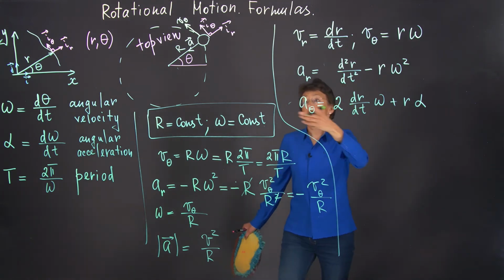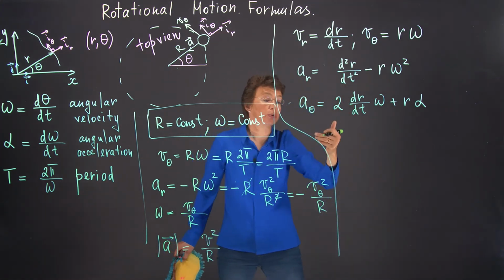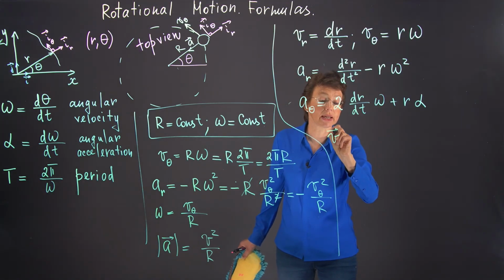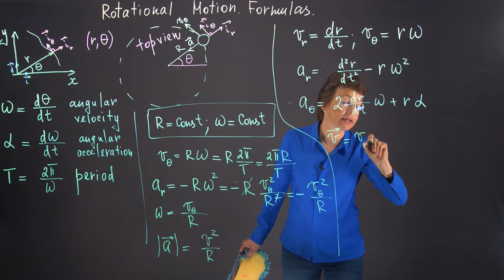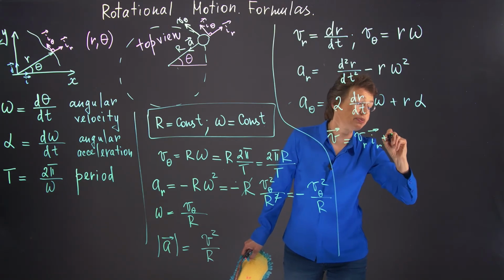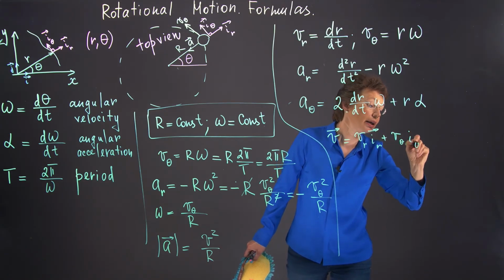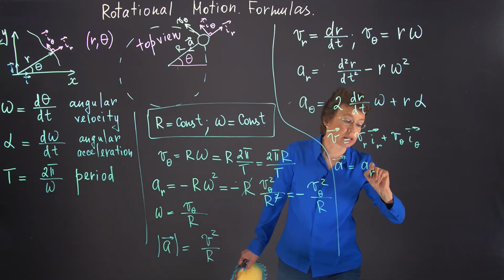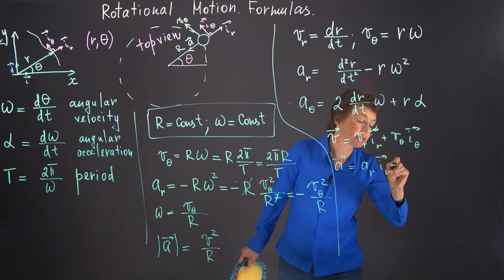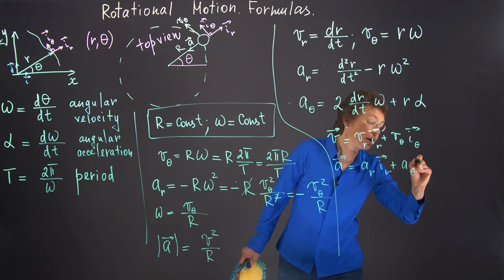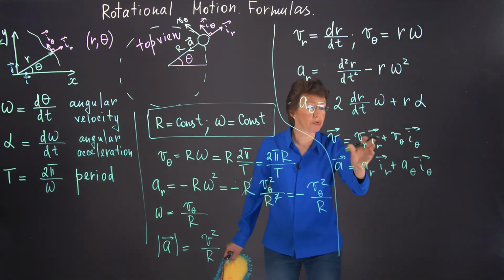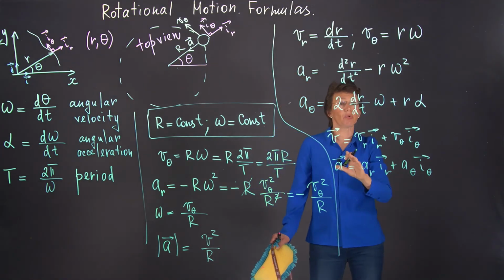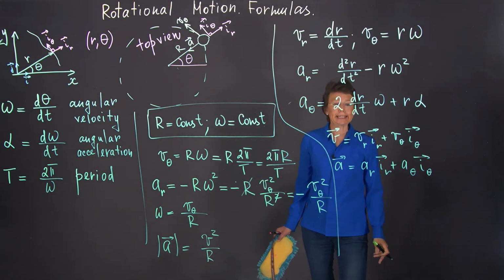So in our new coordinate system with unit vectors i_r and i_theta, I can write the velocity as v_r i_r plus v_theta i_theta, and I can write the acceleration as a_r i_r plus a_theta i_theta, and both components of velocity and both components of acceleration are written here.